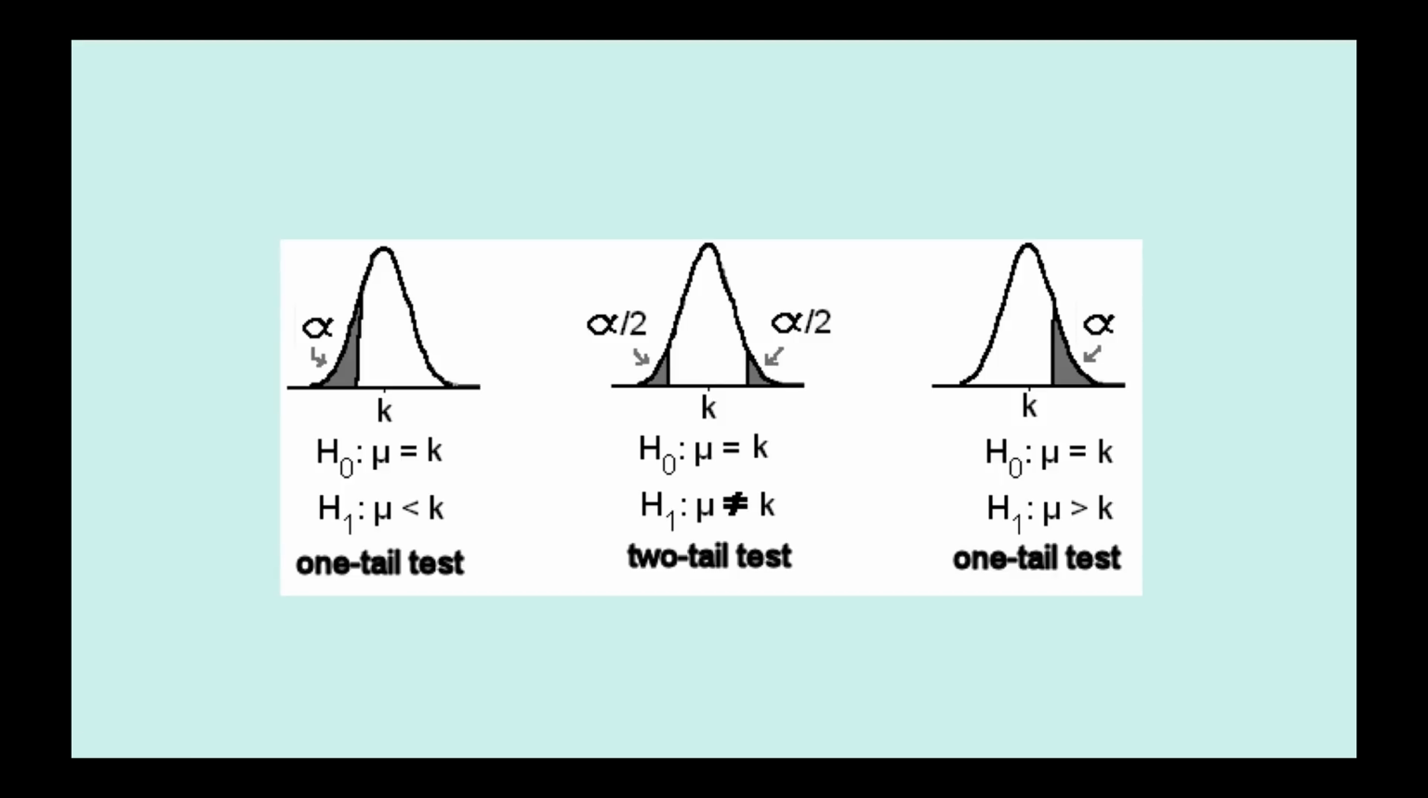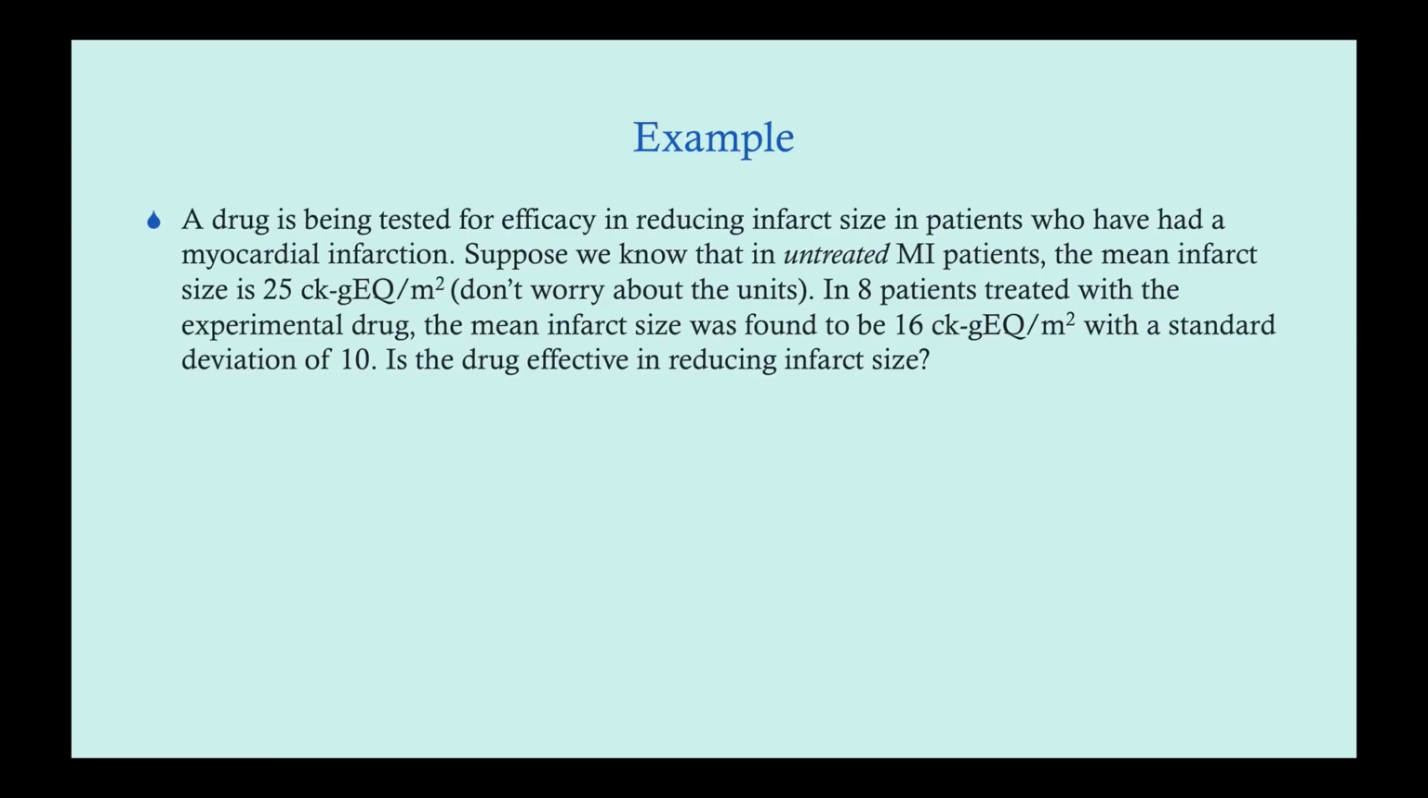Okay, pretty low yield here. So let's do an example, and this might make it a little bit easier for you to conceptualize. A drug is being tested for efficacy in reducing infarct size in patients who have had an MI. Suppose we know that in untreated MI patients, the mean infarct size is 25, and this size here is done by a very advanced method. Don't worry about the units. So it's 25. In 8 patients treated with the experimental drug, the mean infarct size was found to be 16 with a standard deviation of 10. Is the drug effective in reducing infarct size?